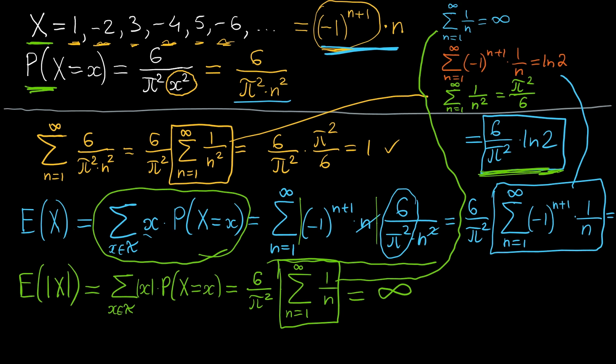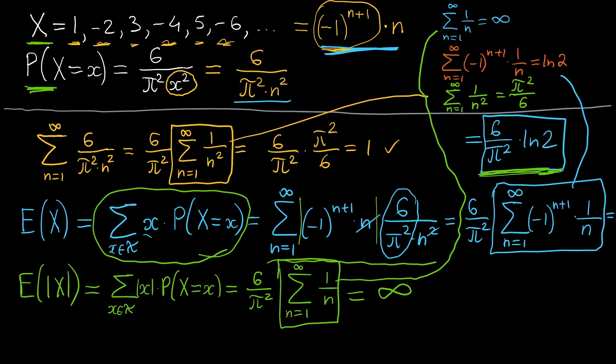And then we looked a little deeper into why. Why would we not take 6 over pi squared times log of 2 as a legitimate expected value for this random variable? And that has to do with the fact that when we evaluate this expression, expected value of x, we get a series. And this series is only conditionally convergent. And for conditionally convergent series, the order in which the terms are added matters.